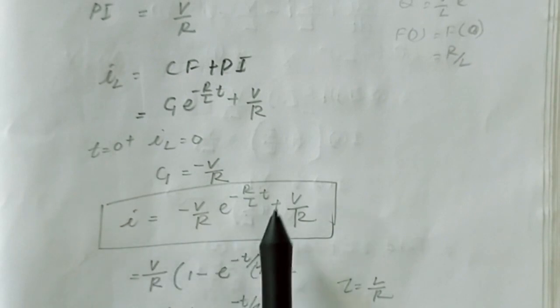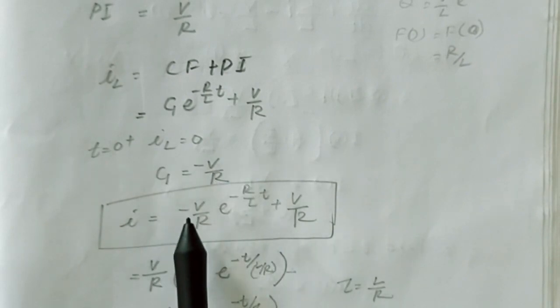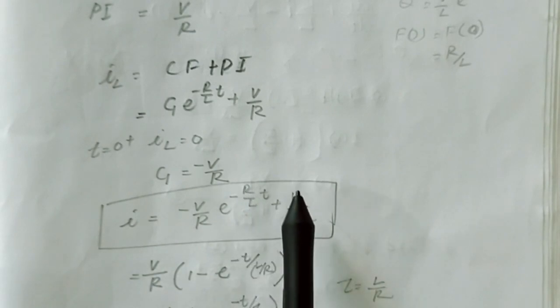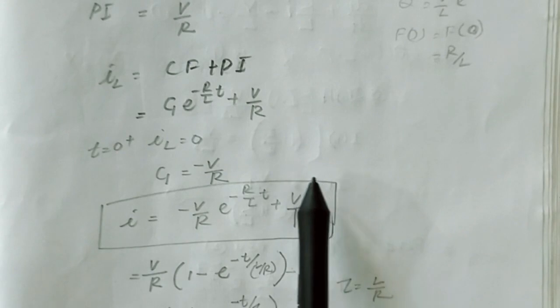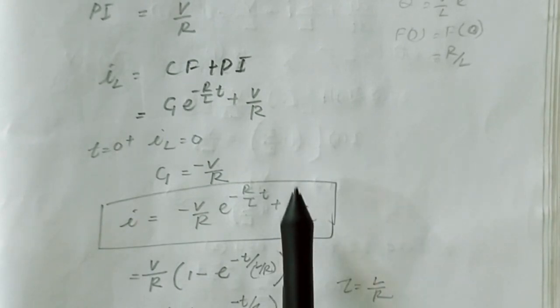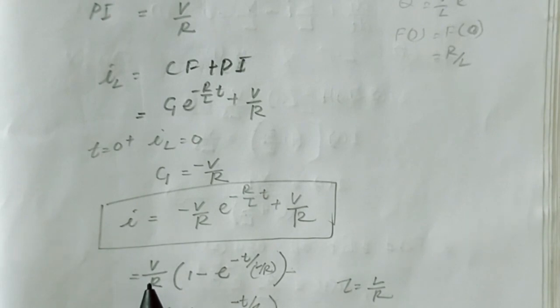It is the exponential decay component, so this indicates the transient response. And V by R is a particular integral, so the particular integral indicates the steady state response. Simplifying, we can obtain V by R into 1 minus e raised to minus t by L by R.